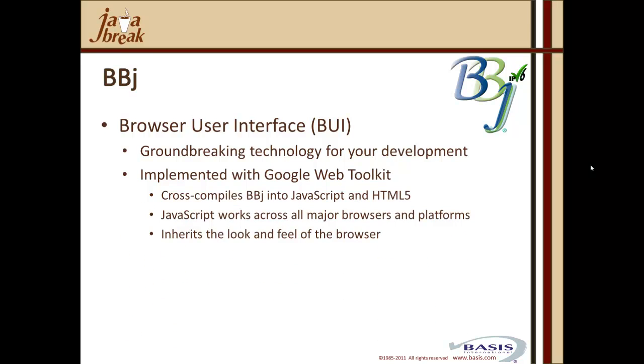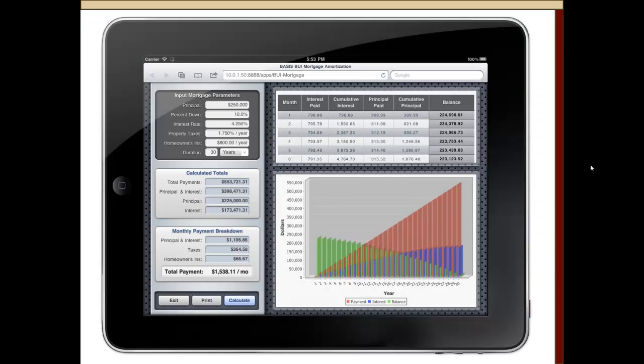The browser user interface is the truly groundbreaking technology for your development. Implemented with the Google Web Toolkit, it cross-compiles BBJ into JavaScript and HTML5 for mobile devices or desktop browsers. The JavaScript works across all major browsers and platforms as long as there's a modern JavaScript engine. It inherits the look and feel of the browser.